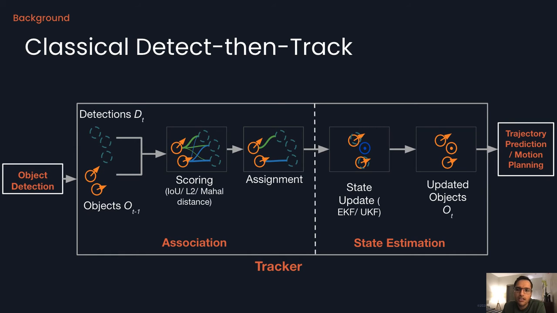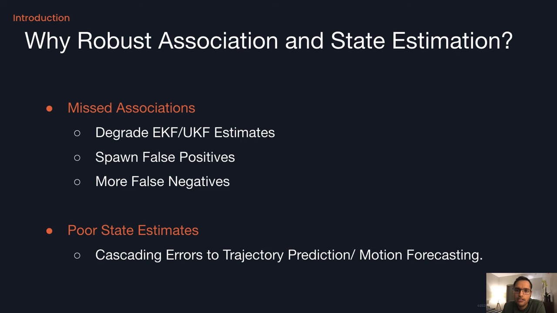Post-association, these detections are used to update the state of the matched objects using filtering-based methods like the EKF or the UKF. These updated objects are then passed downstream onto trajectory prediction and motion planning modules. Such tracking systems require the association and state estimation to be robust in diverse scenarios. Any errors in association could lead to breaking the single source assumption in the EKF or the UKF filters. Missed associations also lead to spawning more false positives and false negatives. Poor state estimates, on the other hand, lead to cascading errors to downstream pipelines, further degrading system performance.